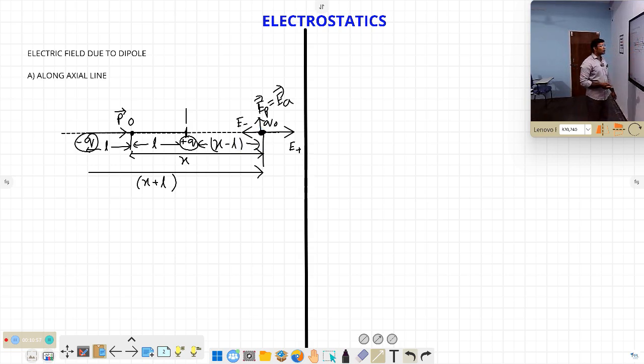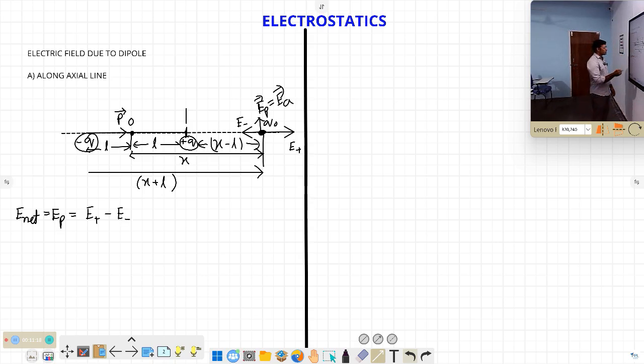Now which is the stronger one? E plus is stronger because it is near. E minus is less because it is at a far distance. So the net electric field intensity at that point I can write as E plus minus E minus.